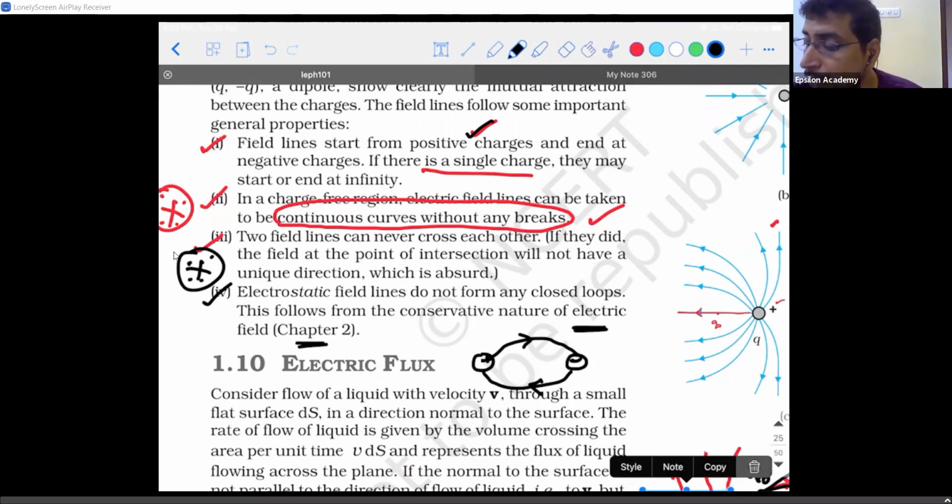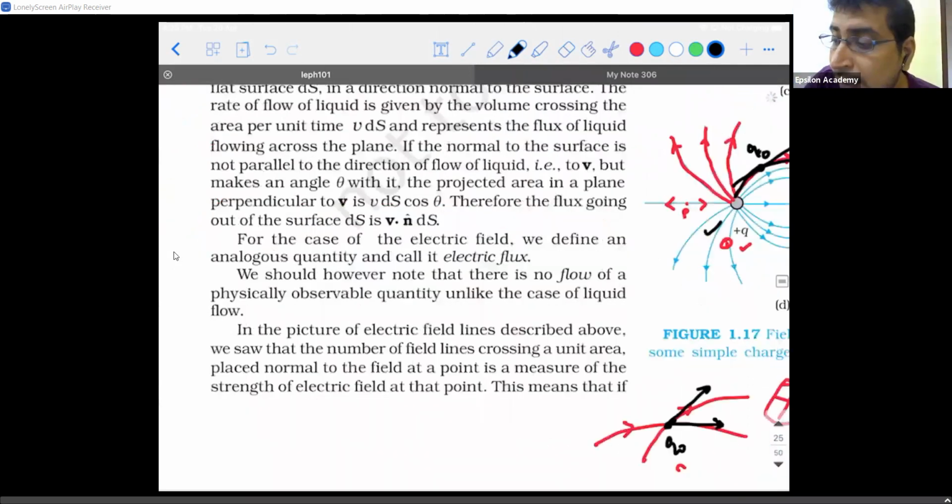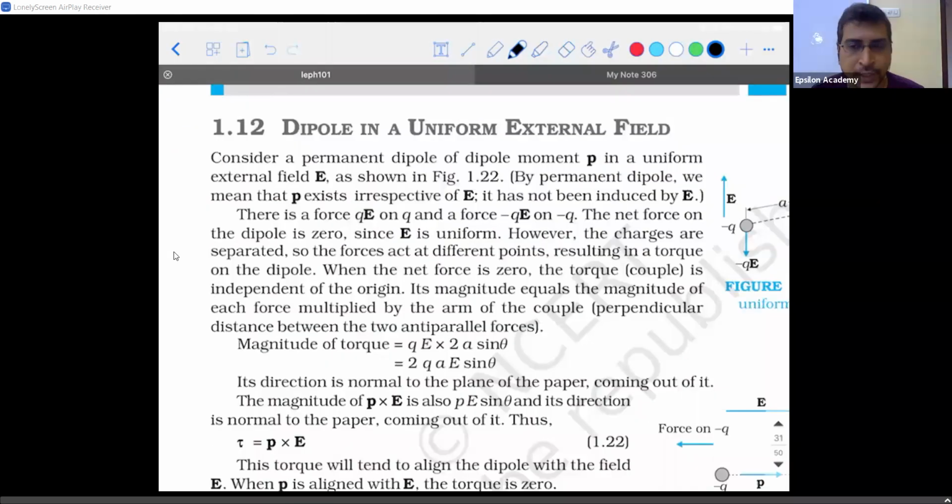Okay. Now I'll go to the next important topic, that is, what will happen when you place a dipole in a uniform electric field. That's what we need to understand. With respect to a dipole, we saw two important derivations. We calculated the electric field due to a dipole at the axial point and the equatorial point.